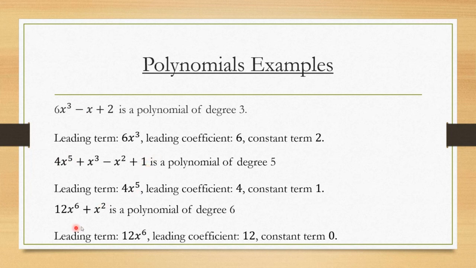Down here, we have 12x to the 6th plus x squared. This is of degree 6. The leading term is 12x to the 6th. 12 would be the leading coefficient. The constant term is 0. It's not there, so it's understood to be 0.